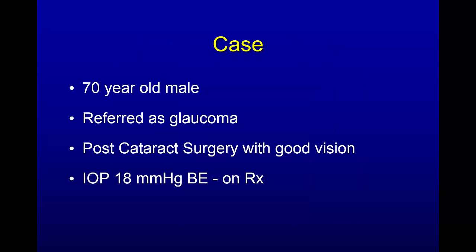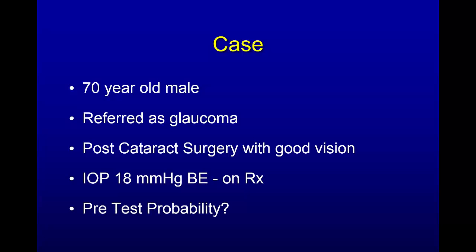A 70-year-old male referred as glaucoma. He has had cataract surgery. He's got good vision. And his pressure is 18 now, on treatment. Now, being on treatment doesn't necessarily mean he has glaucoma, right? Or being off treatment doesn't necessarily mean you don't have glaucoma. So this is the history for this particular patient.